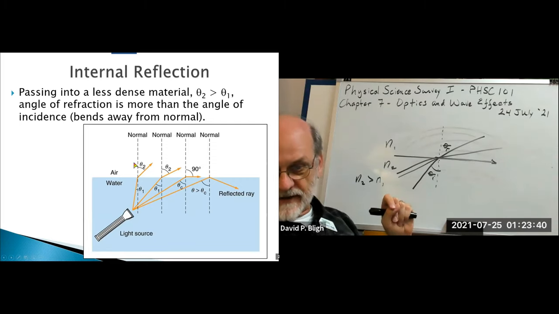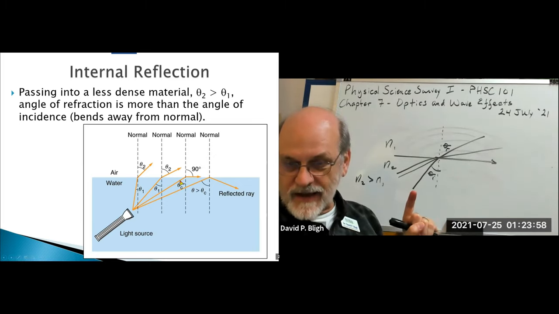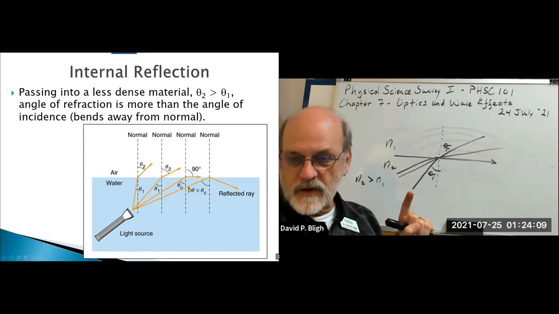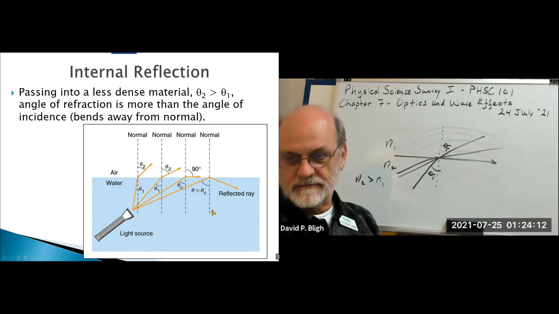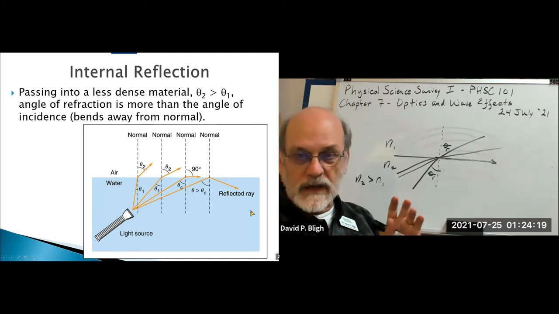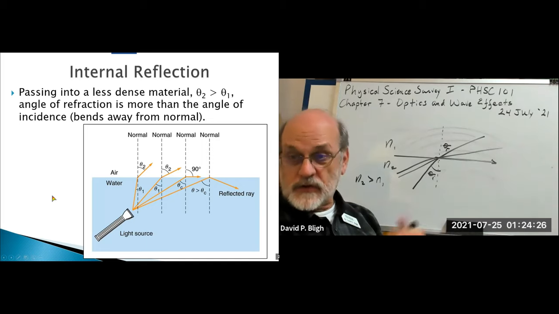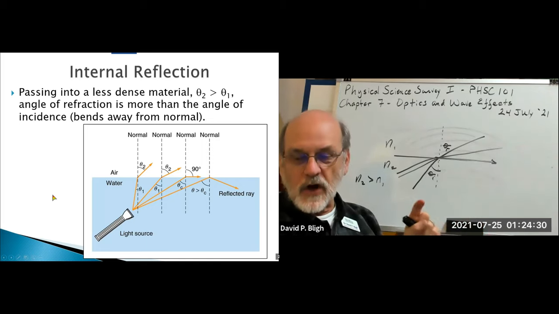Here's an example, right? At this angle, it bends away from the normal, a little more away from the normal as the angle increases, right? And when you finally get to this angle, the angle of refraction is 90 degrees. At that point, this angle here, theta C, is the critical angle. Anything greater than the critical angle will produce internal reflection. The light will be reflected back into the medium. And in fact, it's very near 100%. Very efficient. This is otherwise known as total internal reflection.